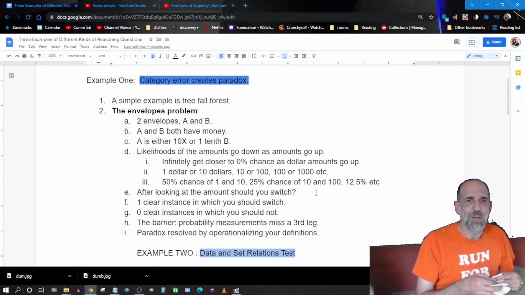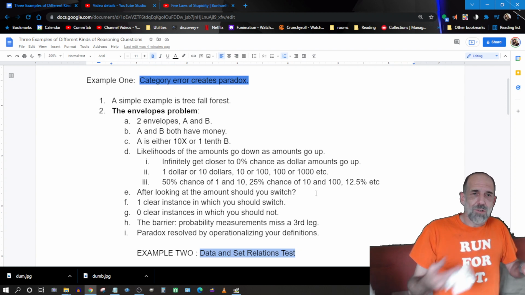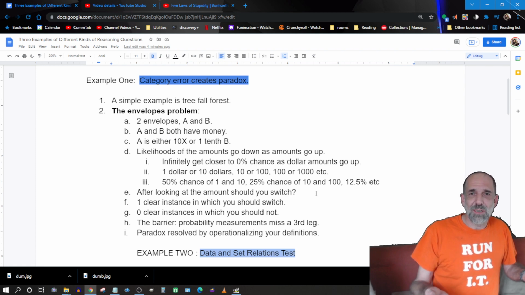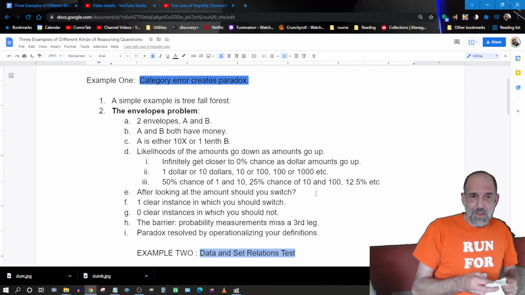Whether you should switch or not switch, the reason it gets there is because it says you should switch under these conditions and you should not switch under these conditions, and it depends on which one you look at, right? But that shouldn't impact whether or not you should switch, because presumably the things are neutral. There's an equal chance for the one that you look at to be the lower or the higher number.